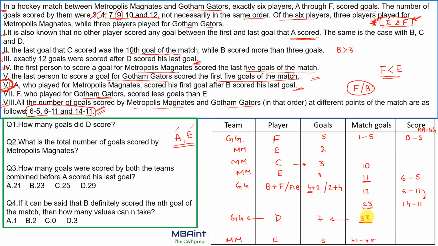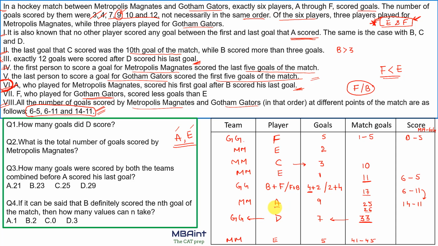When this is 7, it means that D has started making goals at the 26th goal. At the end of the 26th goal, D has started making the goals, right? So this makes sense, and this fixes the number of goals for D. Now from 17 to 26, the total number of goals would be 9, and we can only go with A, which takes 9 goals, right? We have a fixation now: A belongs to MM, and it will take 9 goals.